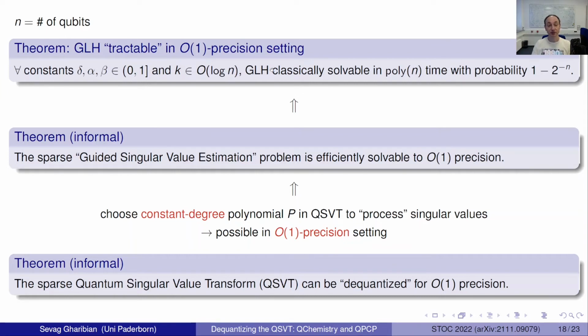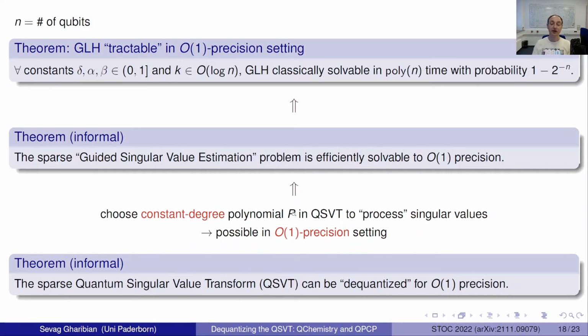We first take GLH, which is an eigenvalue problem, and we reduce it to a singular value problem. And I hope you believe me that this is possible, because estimating singular values is more general than estimating eigenvalues. Of course, this is also in the guided setting to within constant precision. Once we're talking about singular values, that's where the connection to the quantum singular value transform shows up. So that's where we dequantize this. And to plug this result back into here, we need to specify some polynomial p. We'll see this shortly in the definition of the singular value transform.